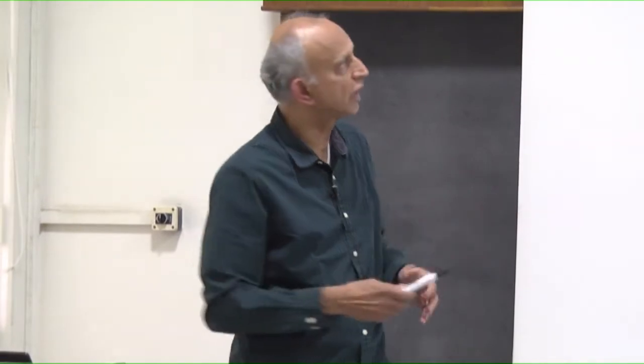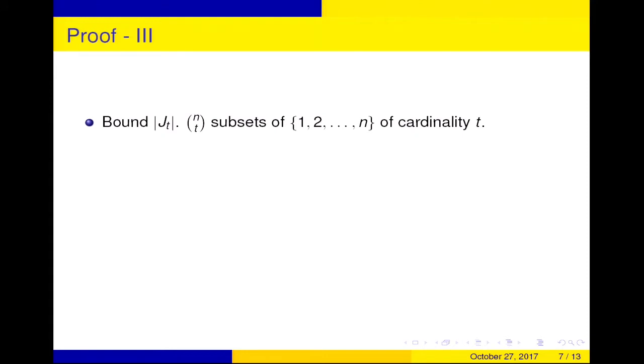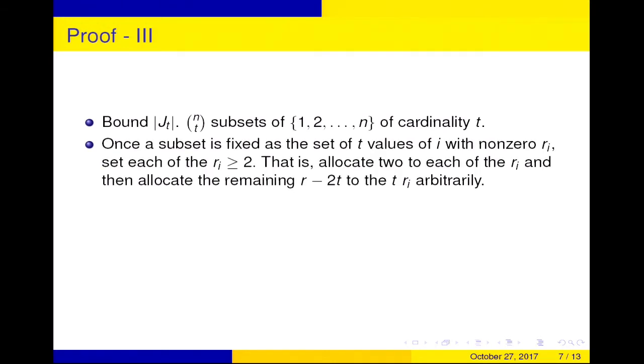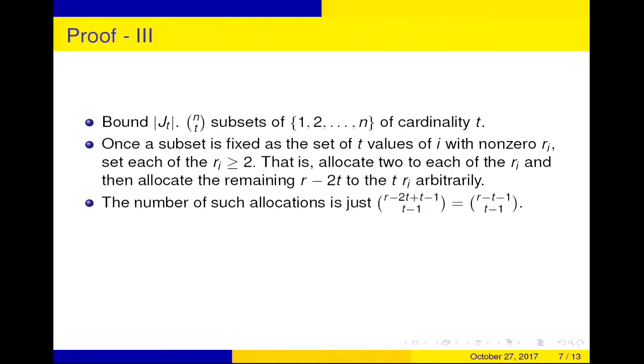So we crucially have to bound the number of R1 through Rn n tuples adding up to R, where at most t of them are non-zero. First of all, which t you choose first: n to the t subsets. One of them is the t that you've chosen to put non-zero Ri's on. Once you fix a subset as a set of t values which are non-zero, each of those values is non-zero, so it must be at least 2. So we allocate 2 from our budget of R to each of these Ri's, and then the rest are allocated arbitrarily. Again, this is combinatorics, right?